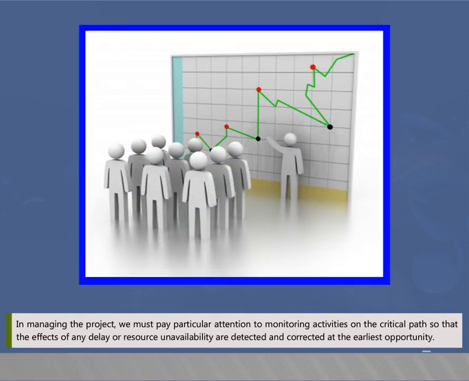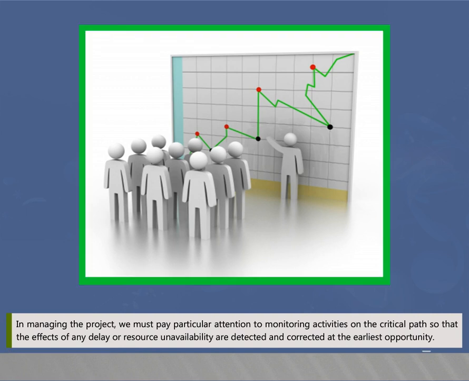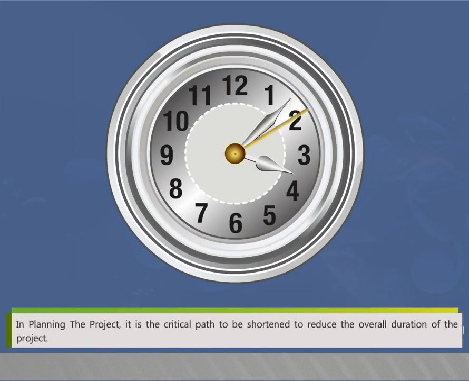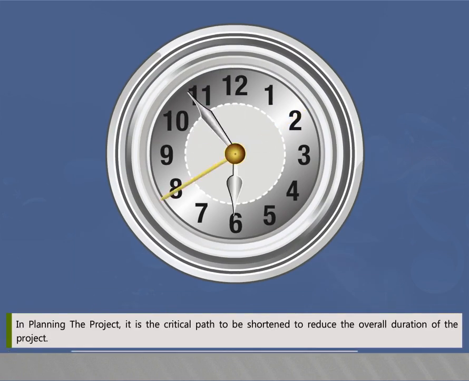In managing the project, we must pay particular attention to monitoring activities on the critical path, so that the effects of any delay or resource unavailability are detected and corrected at the earliest opportunity. In planning the project, it is the critical path that must be shortened to reduce the overall duration of the project.